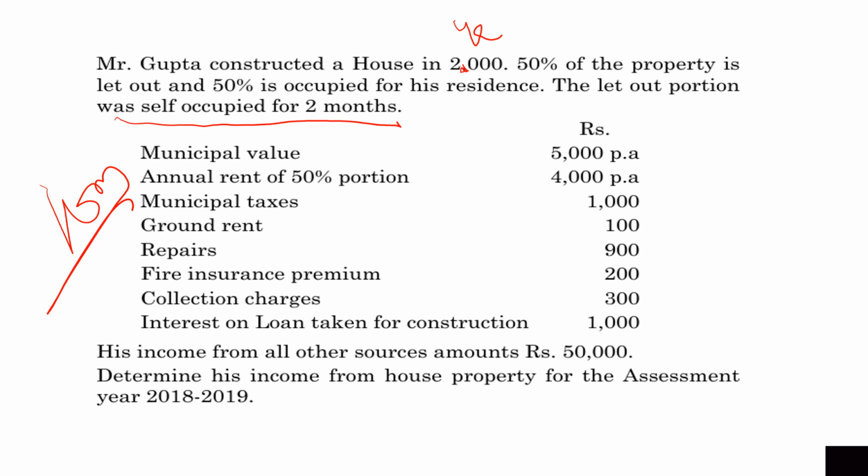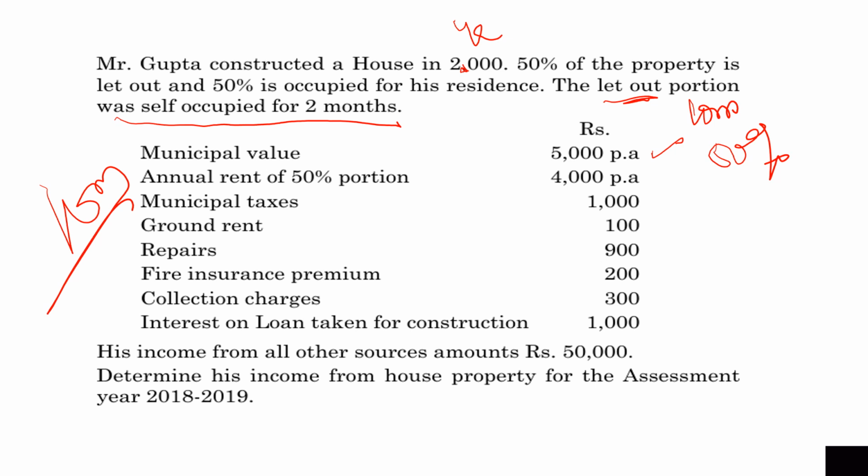Let out portion வந்து self-occupied ஆயிருக்கு 2 months னா, அப்ப எக்ஸாக்டா let out portion எவ்வளவு மந்த்ஸ்க்கு? 10 monthsக்கு தான் let out ஆயிருக்கு. ஏன்னா 12 months in a year, we are minusing 2 months, so 10 months only. இது எல்லாமே per annum இருக்கு, அதாவது ஒரு full propertyக்கு. ஆனா நம்ம 50% மட்டும் தான் எடுக்கணும், because 50% only is let out. Self occupiedக்கு it is not taxable.